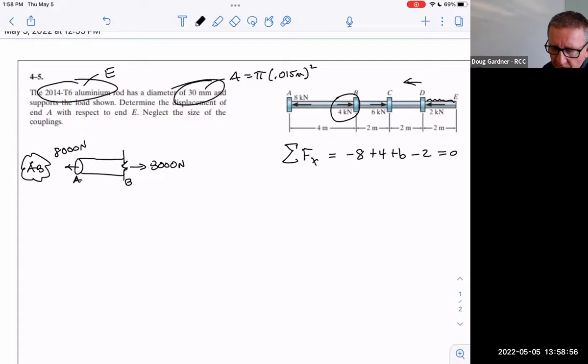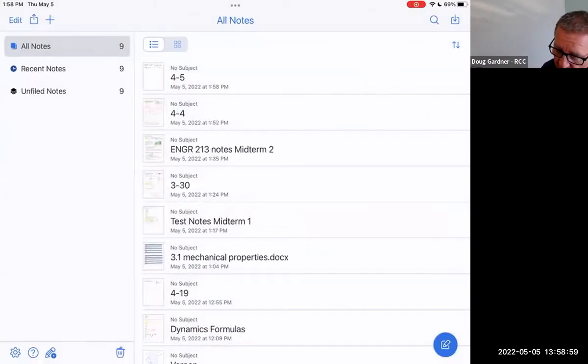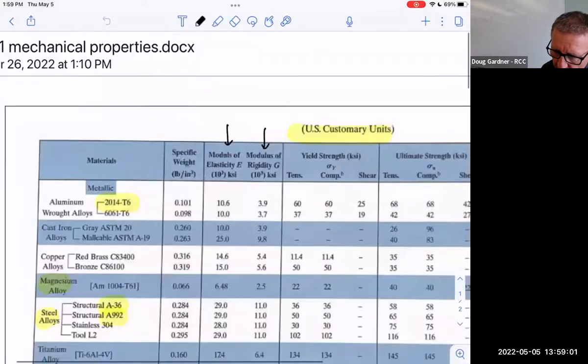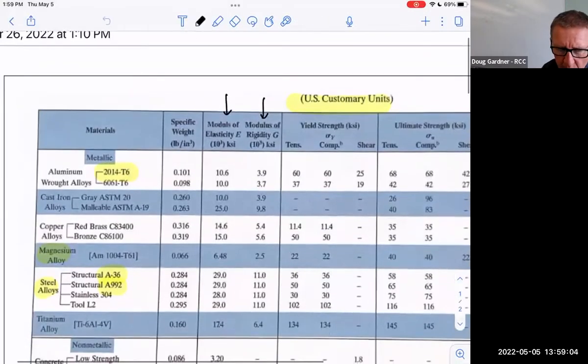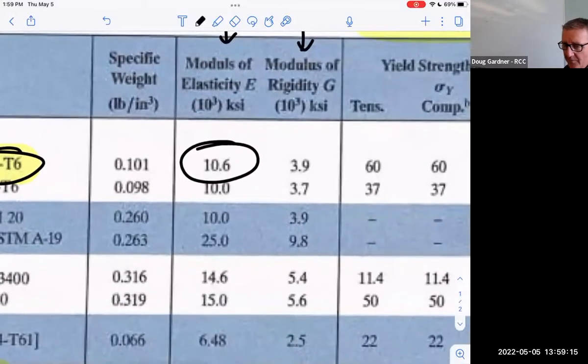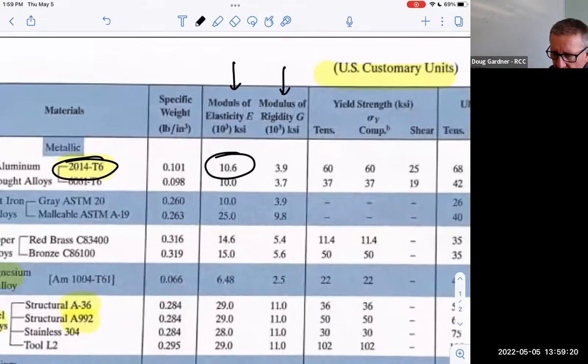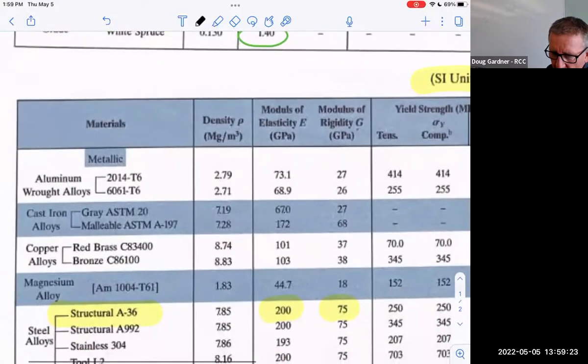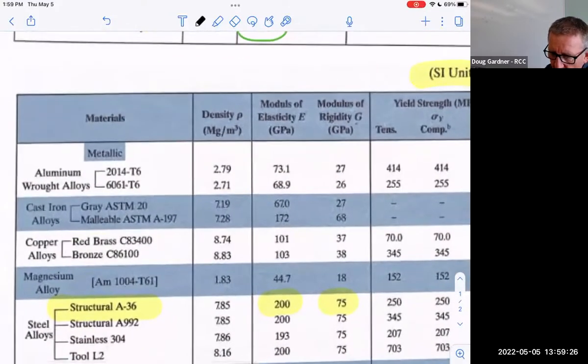So you got your chart in front of you. I'm going to pull that up, and I'm in metric land. What is the E value for, it was this one, right? This 2014 T6, there's its modulus of elasticity, 10.6 times 10 to the sixth PSI. We're in metric. I just got done telling you how important it was to look at the right table, and then I didn't do it. 73.1. Probably minus zero on a test, but everybody still died, right?